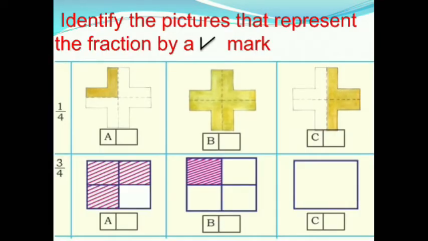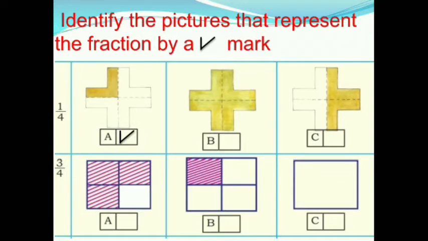Children, now we should tick the figure that is equal to the fraction given here. First we have 1 by 4. Here the denominator is 4, so the figure is divided into 4 equal parts. And the numerator is 1, so one part of the figure should be shaded. Here, which figure has one part shaded? Yes, this figure. So we should tick this figure.